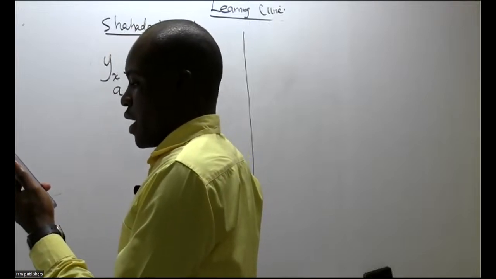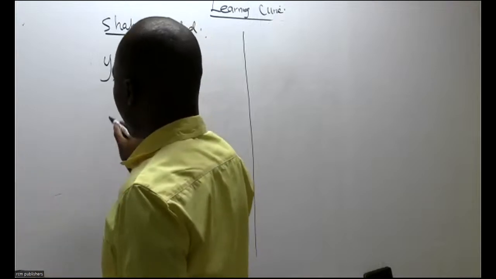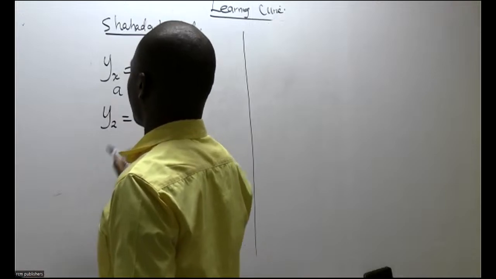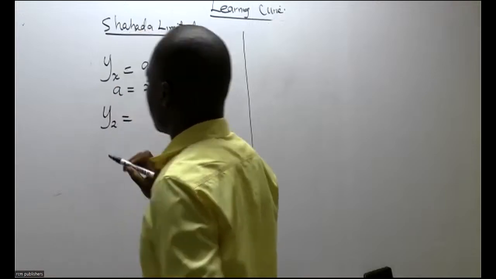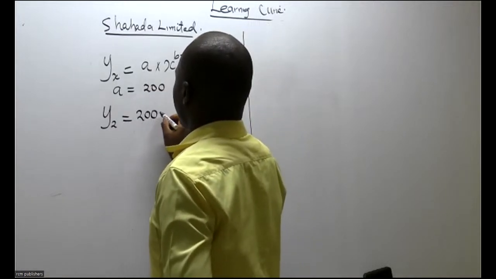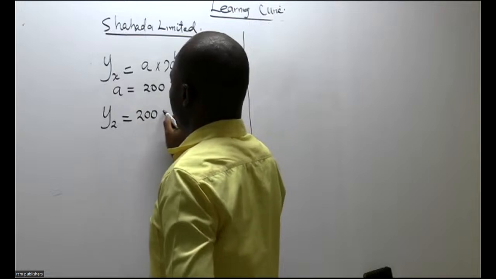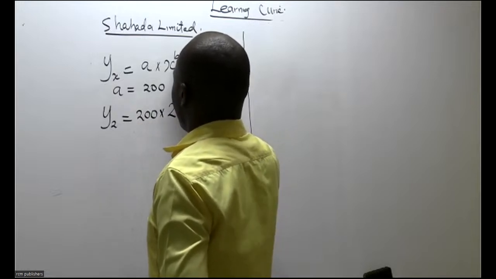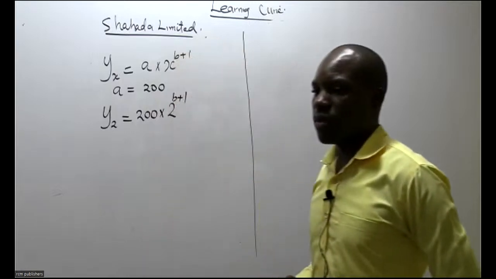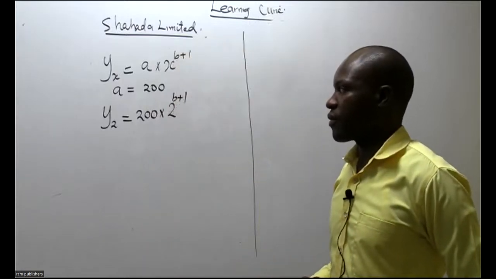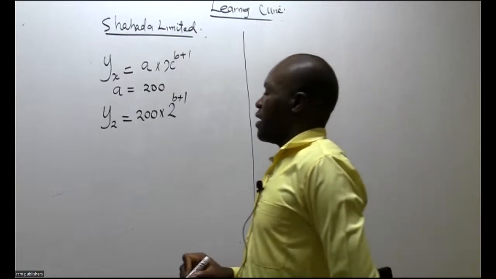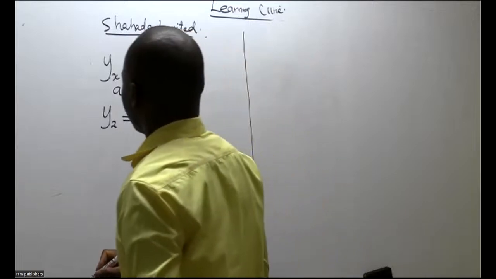Then, another thing that you have been given there, time taken to produce the first 2 units. Time taken to produce the first 2 units, that is Y of 2, is equivalent to A, which is 200, times X, our X is 2, raised to the power B plus 1. That is what we have there.